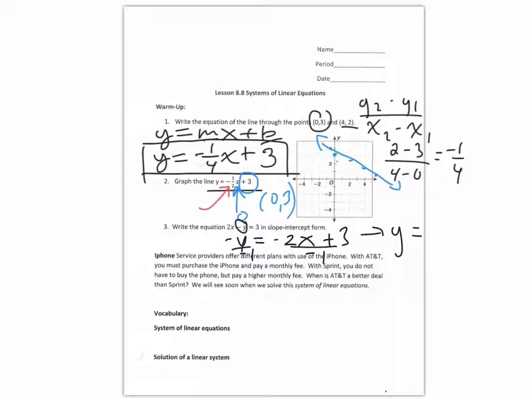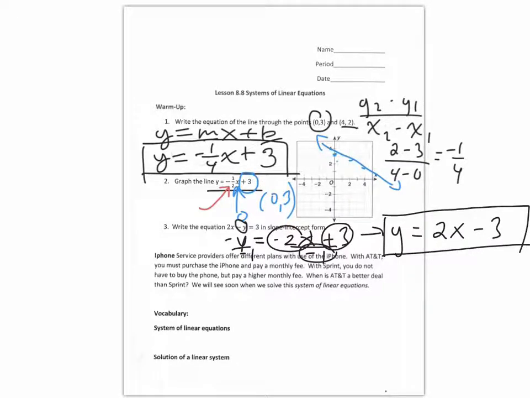So positive y will equal, negative 2x divided by negative 1 will become a positive 2x, and 3 divided by negative 1 will give us a minus 3. And that's all we're asked to do in this question, is change forms. I could take it a step further if I wanted to create an input-output table from this or graph this, but for right now we're just practicing changing forms.